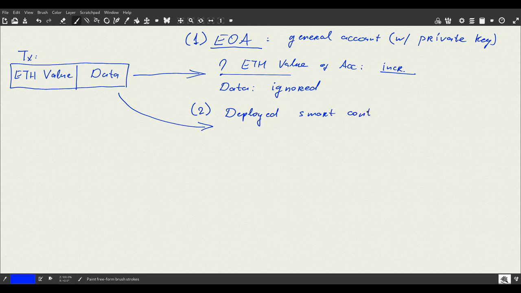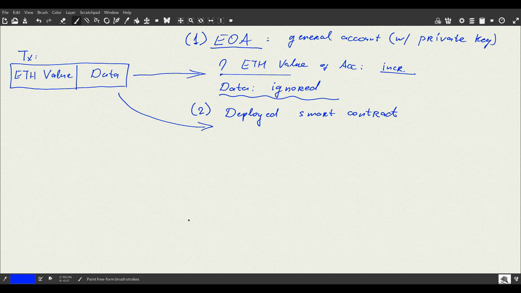Excuse me, but in the first type of accounts, is the data being stored or is it completely erased? Data is completely ignored. Your account only had the Ethereum value associated with it. I mean, obviously, erased, it depends. All transactions are still memorized in the network, but there is no value as data associated with your account.